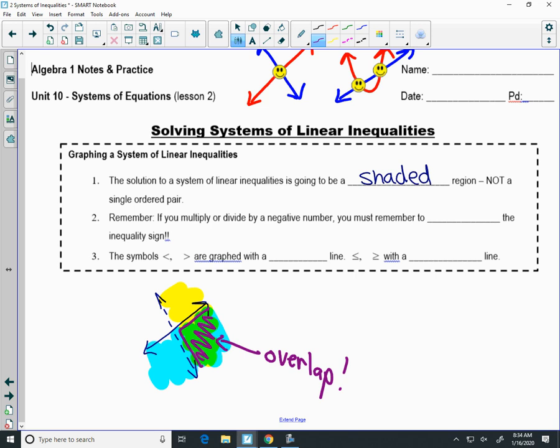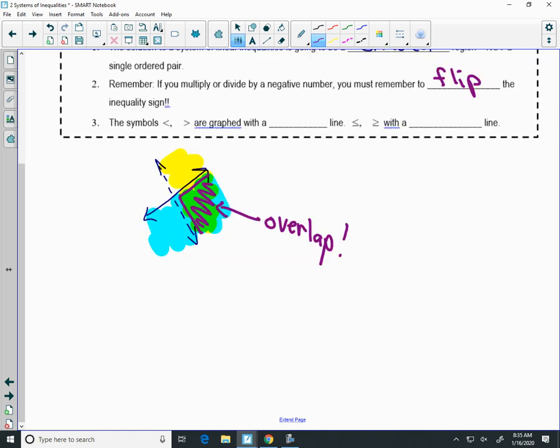You're going to see a lot of problems where we're going to have you put a star in the shaded region, put a star on one of the ordered pairs, because that's what the OST has you do a lot. Remember, if you're multiplying or dividing by a negative, you have to flip the inequality when you're solving for y. And just another tiny piece of review, our less than and greater than symbols are graphed with a dotted line, and our less than or equal to or greater than or equal to we graph with a solid line.